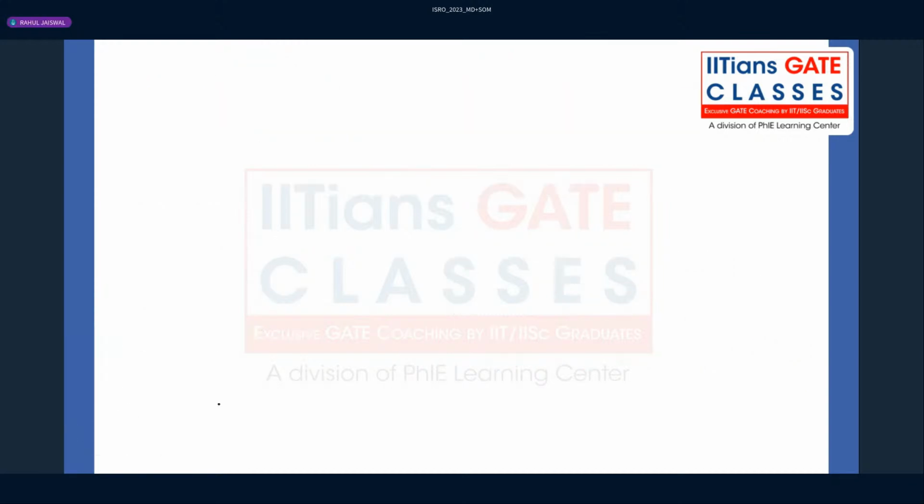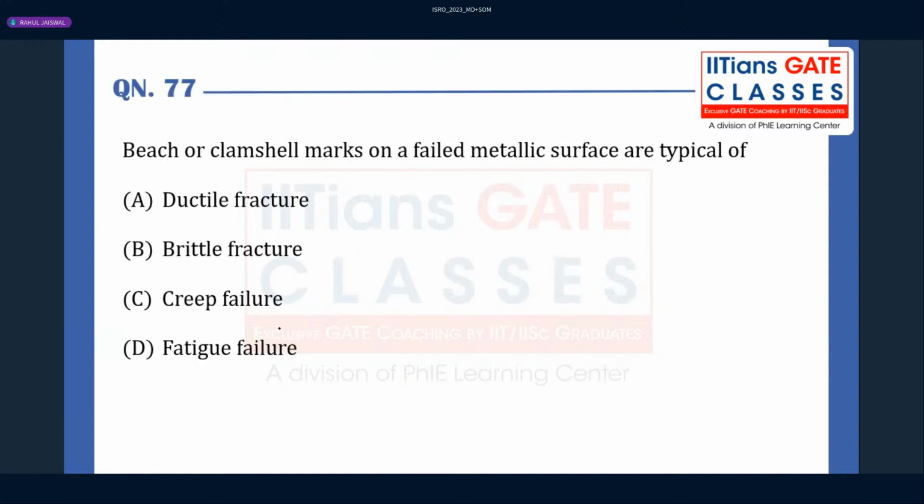Now, the next question will be the last question for today's session. The beach or clamshell marks on a fatigue metallic surface are typical of which failure? The answer is D. Of course, it is very difficult to answer this question because, my dear friend, if somebody asks me about ductile failure, have you seen it when we apply a tensile load? Yes, that is a cup and cone fracture.